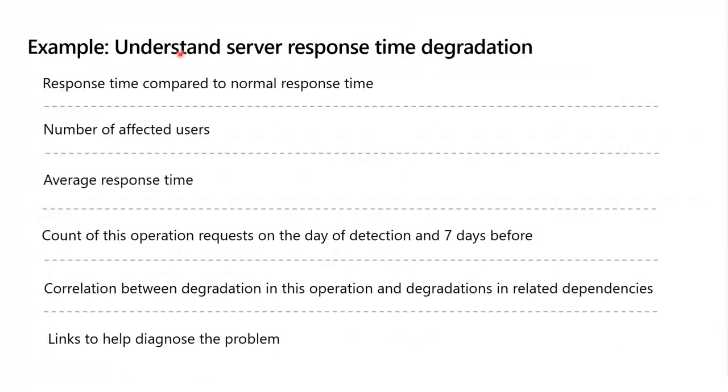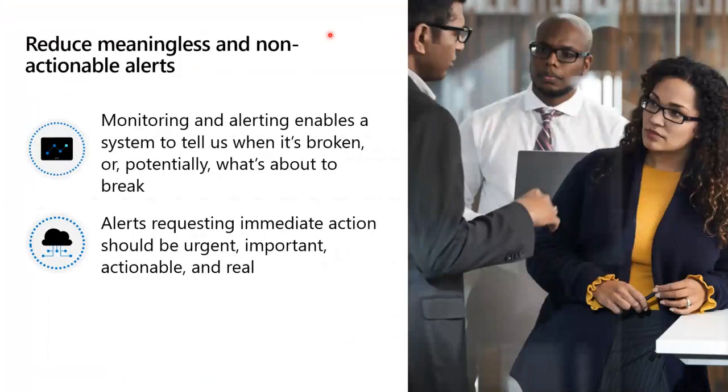So first, for example, we need to understand the server response time degradation. We need to define a baseline: what is normal and what is abnormal, how many users are being affected by a downtime, the kind of operations. Based on this, we can specify the criteria that is going to trigger the alert. Very important to mention, monitoring and alerting enables a system to tell us when it's broken or potentially what's about to break. Based on this, we can react. We can create alerts requesting immediate action that should be urgent, important, actionable, and real.